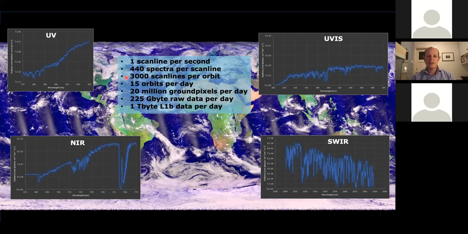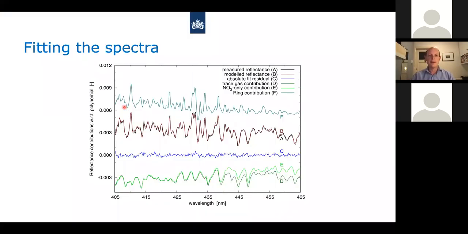We have 3,000 scan lines per orbit, and when you do the math, we record about 1 terabyte of level 1B data every day. That's a really large data set that we're getting with this instrument, and it's something that users are really struggling with, the large amount of data that we are producing.